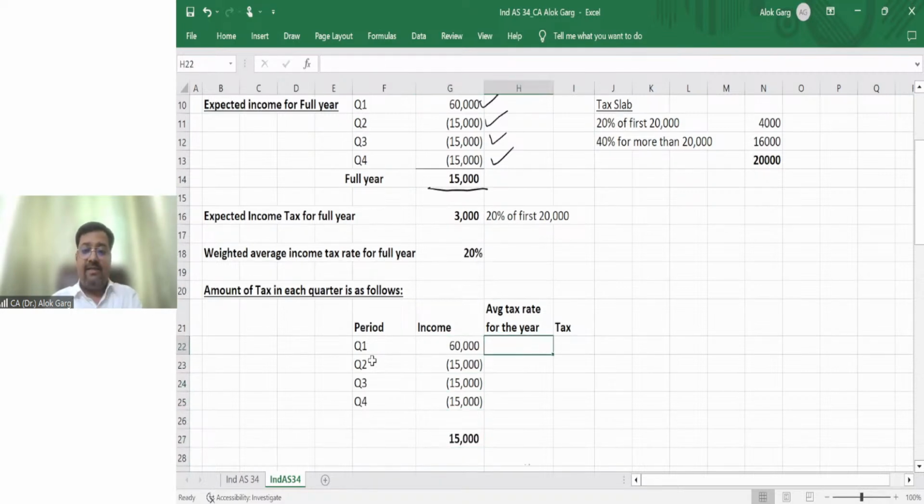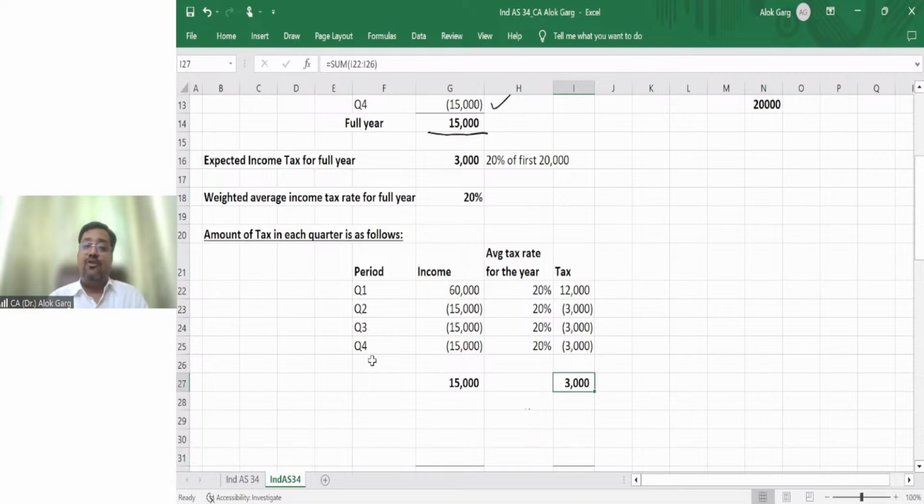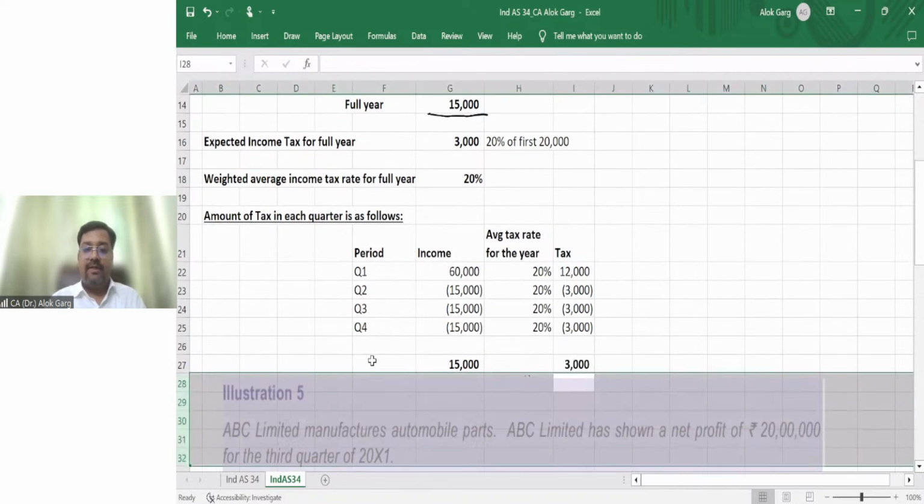What is my average tax rate? My average tax rate is 20%. What is my tax? 60,000 multiplied by 20%. In the first quarter, there will be a tax expense. In the second, third and fourth quarters, there will be tax income. The total tax for the full year will be 3,000. So this is how the tax has to be calculated on the basis of the weighted average tax rate. I hope it is clear to all of you, friends.